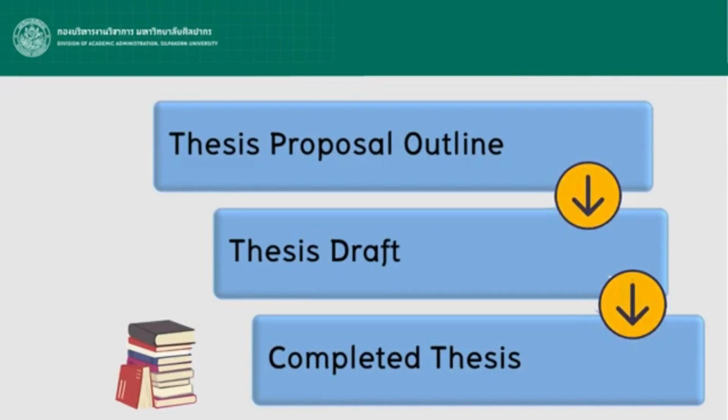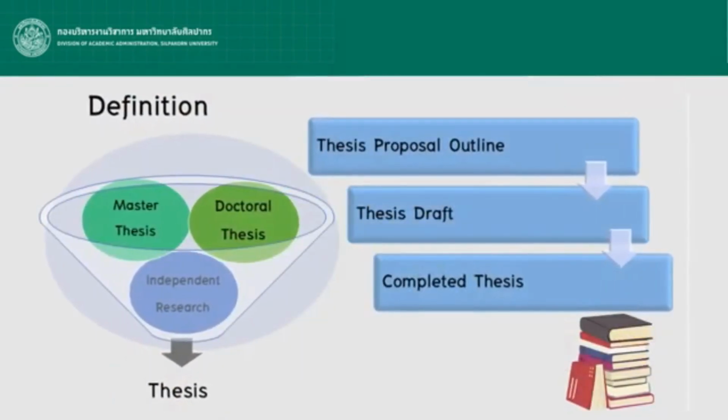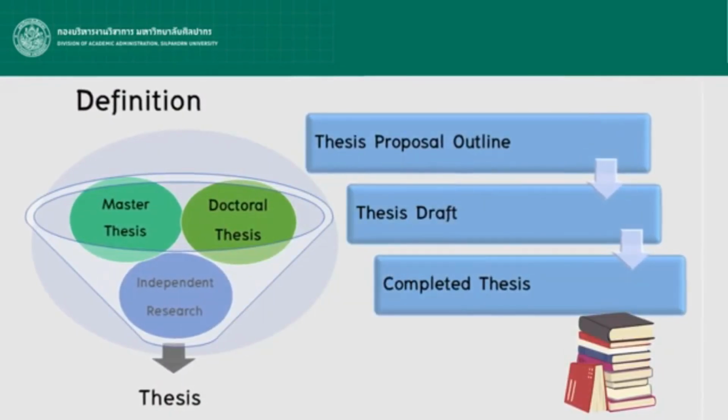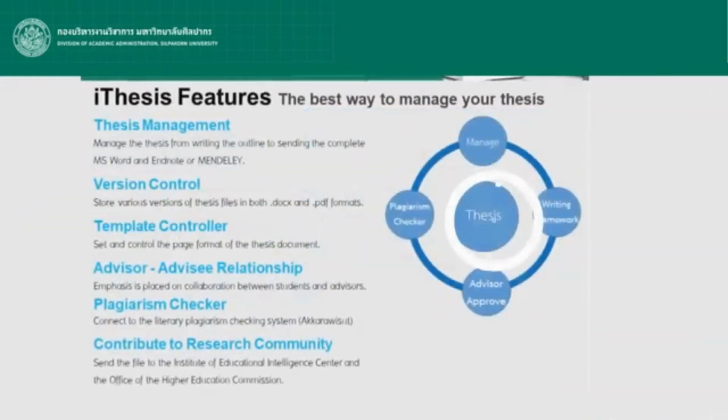The second version is the thesis draft or draft version. This section involves students starting to write the thesis from Chapter 4 to Chapter 5, preparing for the thesis examination. Students must go through the draft version before being eligible to take the thesis examination. And the final version is the complete thesis or complete version. This part involves students making revisions to the thesis to produce a complete version after successfully passing the thesis examination.